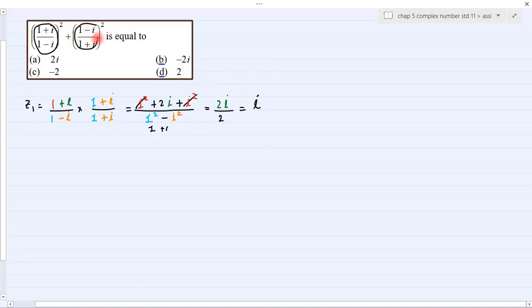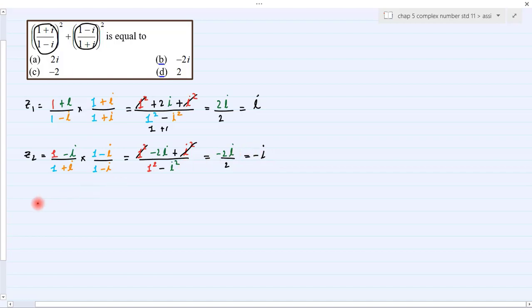Similarly, we can simplify our second complex number, which is considered as z2. And to simplify this, we will do the same thing. We will multiply and divide by conjugate of the denominator. So this time we will get 1 square minus 2i plus i square. And in denominator we will get 1 square minus i square. So this i square and 1 will cancel out. We will get minus 2i upon 2, or we can say minus i.